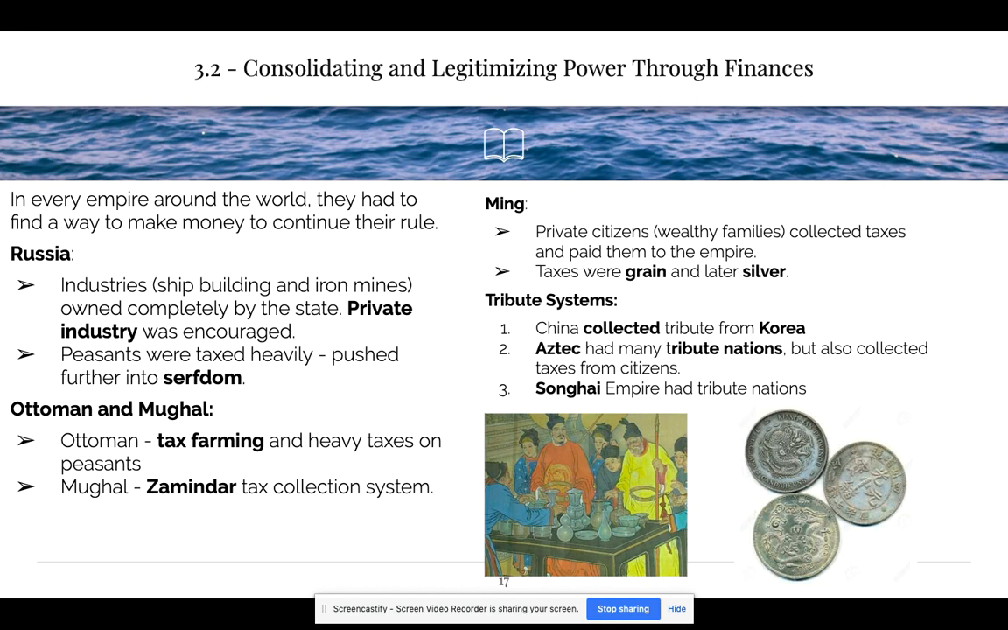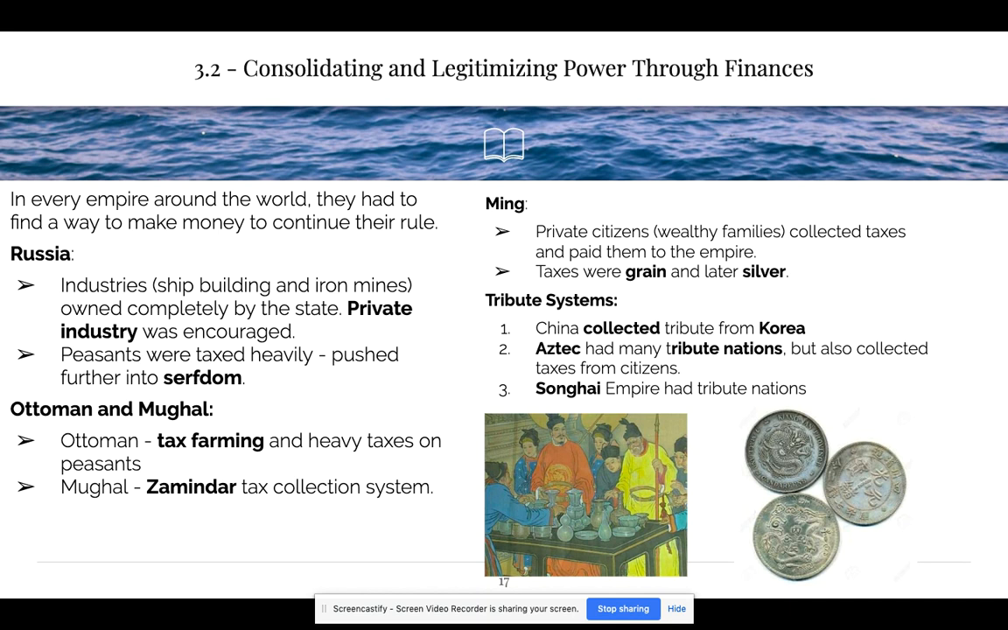Taxation is a huge theme. How do they get money to expand? Taxes. In the Ottoman and Mughal Empire, again, we see tax farming and the Zamindar system. The Ming taxed private citizens and families, and they taxed things. They collected taxes in the form of grain and later silver.